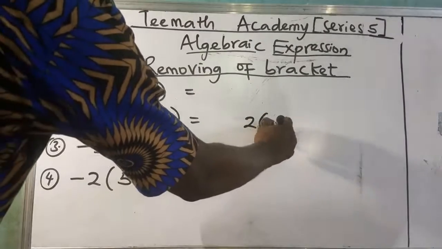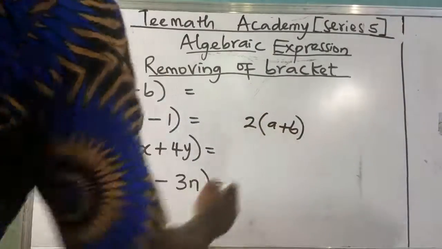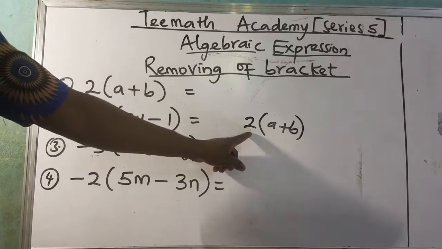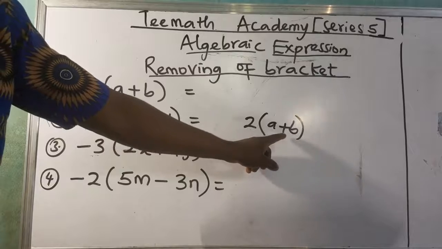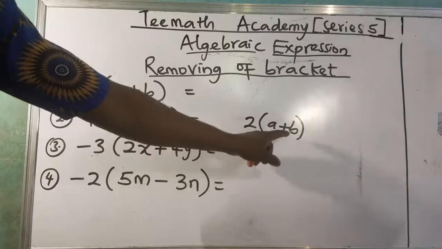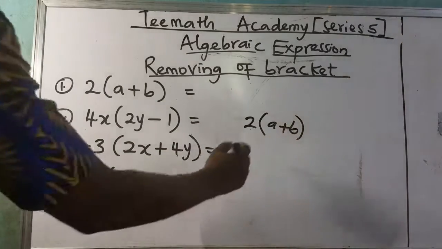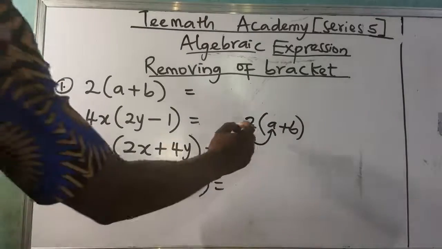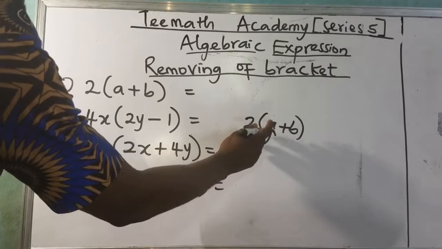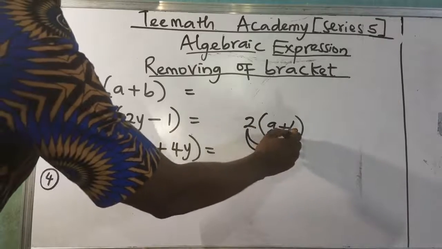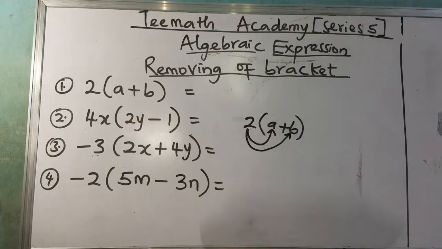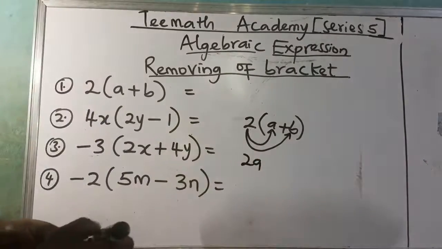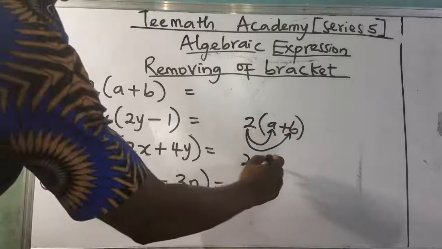You have 2 bracket a plus b. Now this 2 here is outside and it's going to multiply everything inside the bracket. So it means 2 here we multiply this, it won't stop there. After you are through with the a, you also multiply the second one. So now let us go. 2 times a, that is what? 2a. There are some people that after this, the first thing they will do is to say plus.